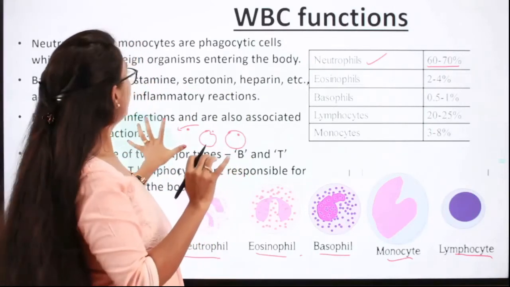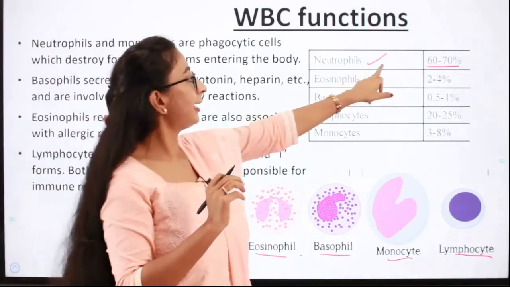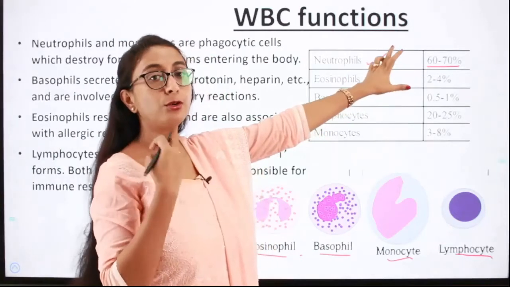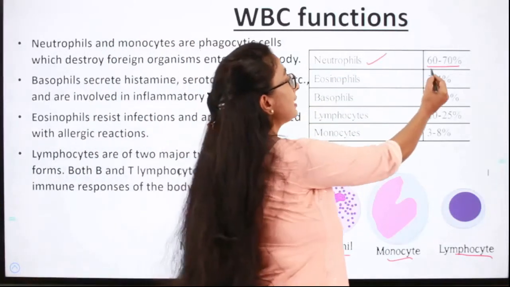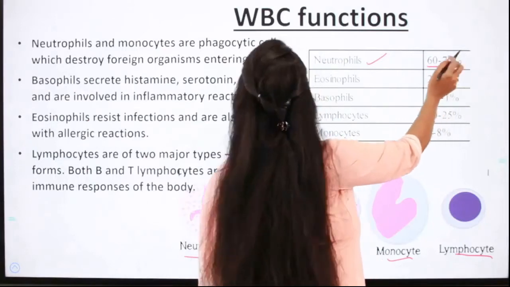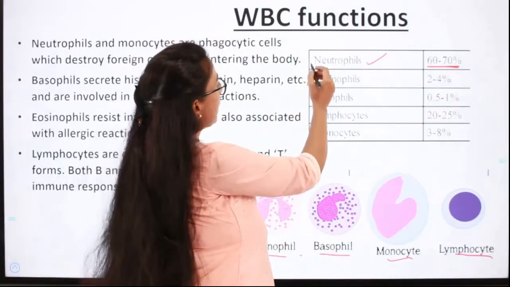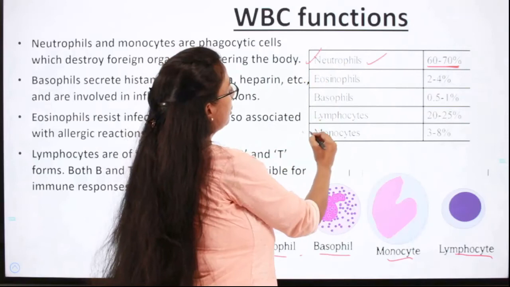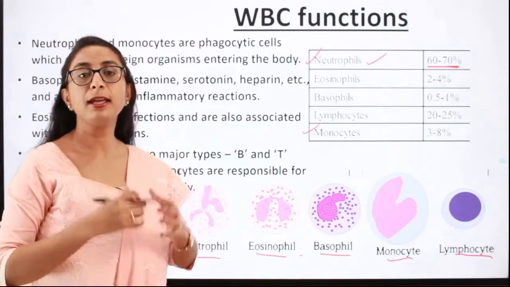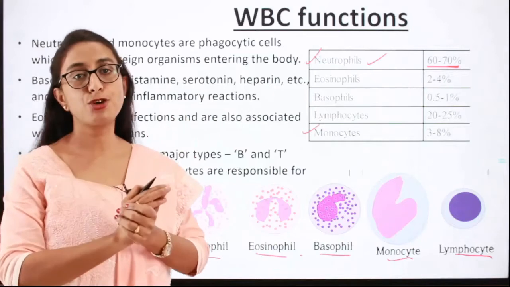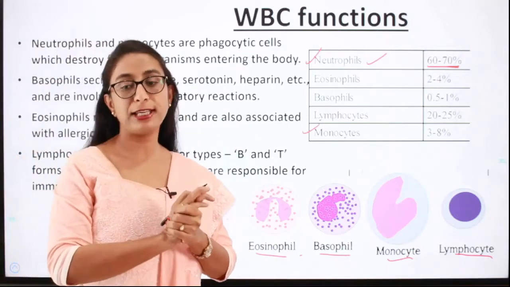So it is the neutrophils which are present in the highest percentage. Neutrophils are the highest percentage of WBCs present in our blood, around 60 to 70%. And the neutrophils and the monocytes are actively involved in phagocytosis. They capture the foreign organisms and destroy them by the process of phagocytosis.